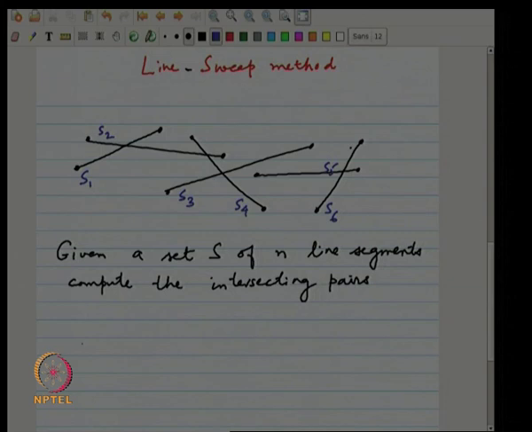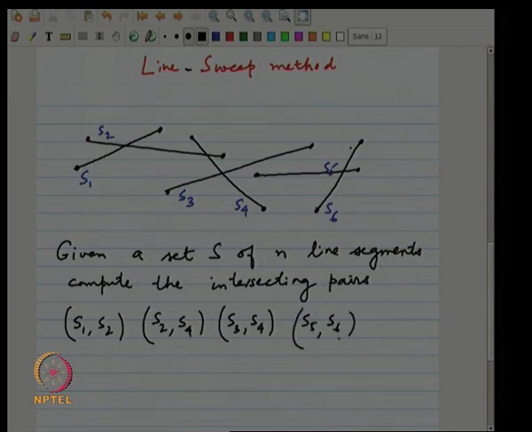We want to compute the intersecting pairs, which means in this case I want to report at the end of the algorithm S1, S2, this is one intersecting pair, S2, S4, S3, S4, S5, S6. So there are 1, 2, 3, 4 intersections. So there are these 4 intersecting pairs.